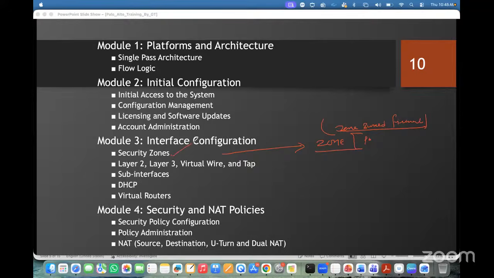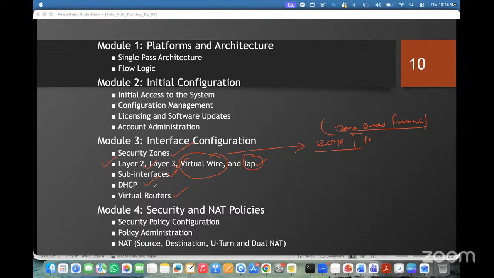So we have to understand the meaning of zone, and then we have to deploy the firewall in different modes. We have to deploy in layer 2 mode, layer 3 mode, virtual wire mode, and tap mode. We also have to analyze what layer 2 mode and layer 3 mode are, why it is needed to deploy the firewall in layer 2 and layer 3 mode, and how and when I need to deploy the firewall in virtual wire mode and tap mode as well, and how to get sub interfaces, how to get DHCP, and how to get virtual routers. So sub interfaces, DHCP and virtual router.